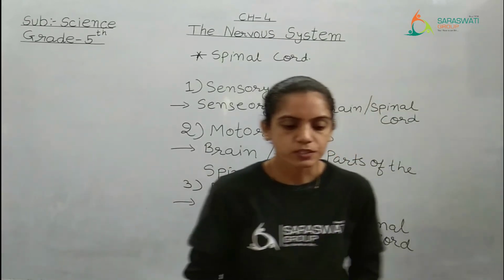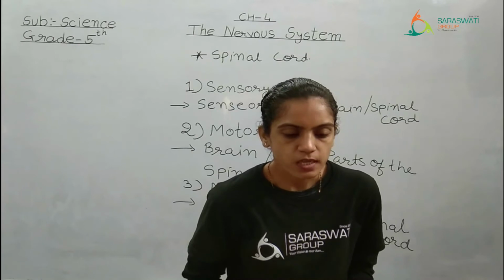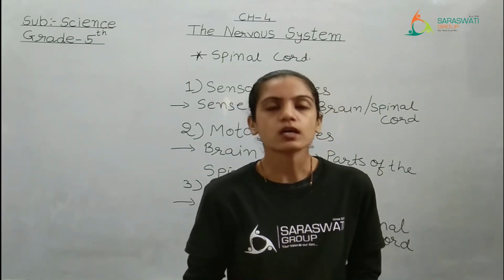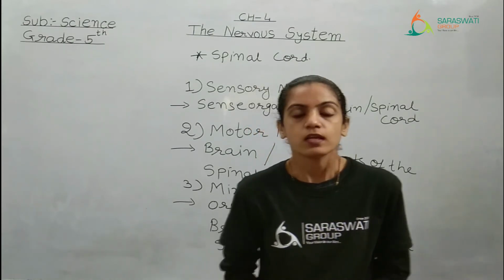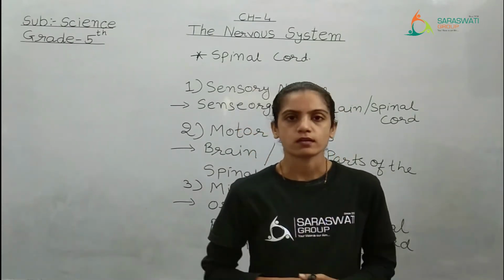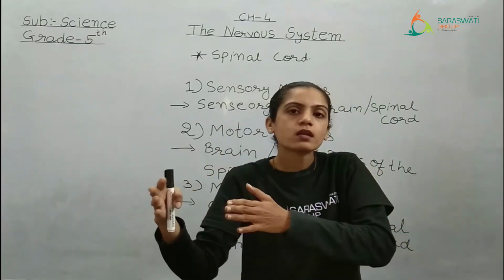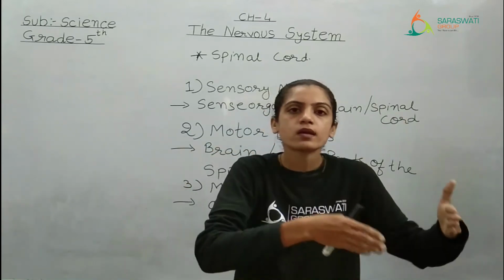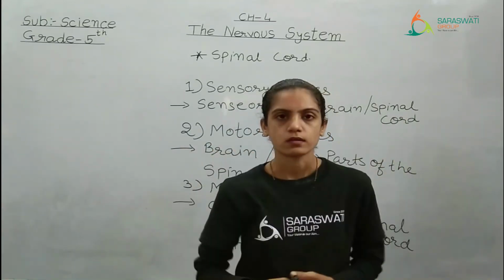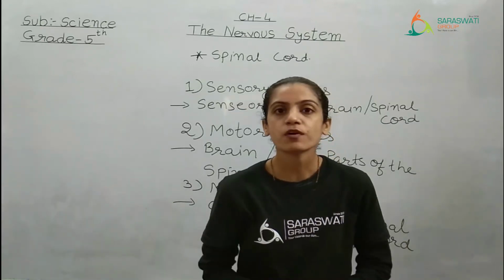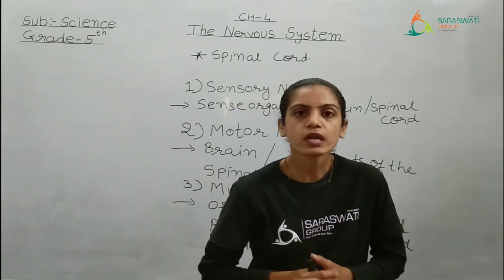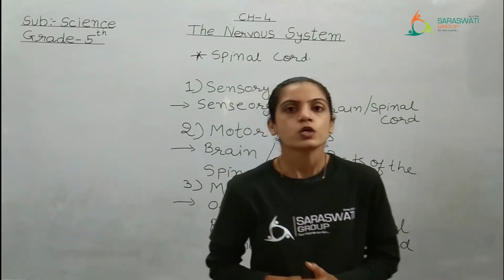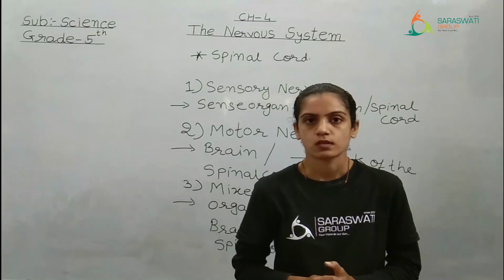Okay? See in your textbook. They carry messages in both directions between the brain or spinal cord and other parts of the body. Right? So they take the messages from both sides. Sometimes from organ to brain, sometimes organ to spinal cord, sometimes brain to organ, sometimes spinal cord to organ. So in both directions these types of nerves work, and so the name of these nerves is mixed nerves. Clear? So this was about the nerves.